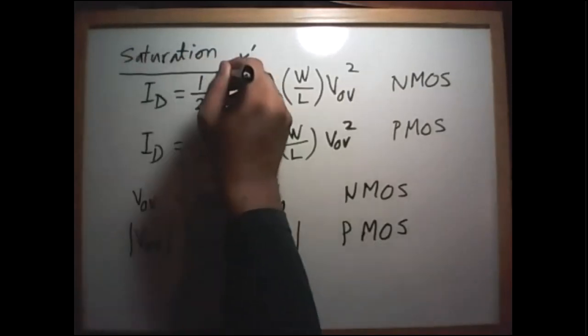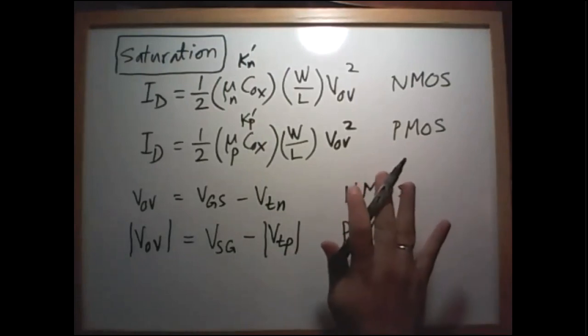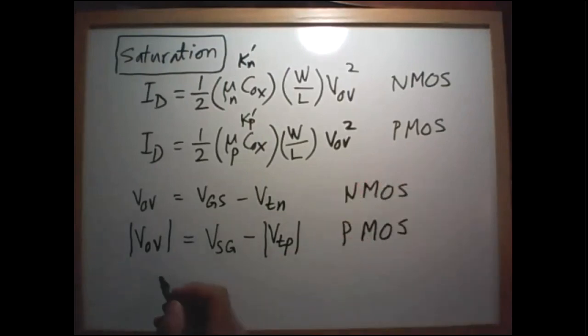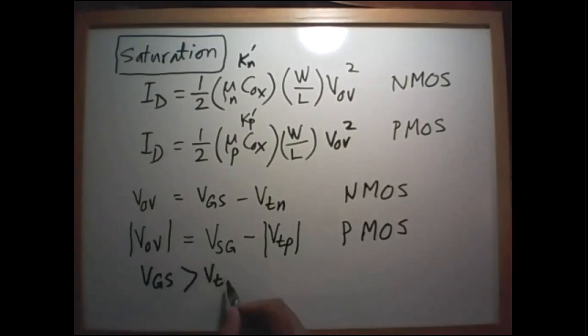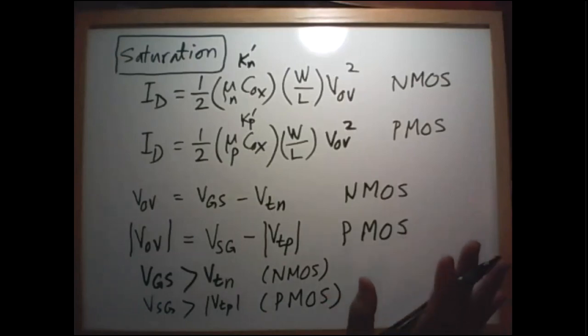Also, this equation is valid only in saturation. It's not valid in triode mode or cut-off mode. Also in saturation, you have to have VGS greater than V threshold N for NMOS, and VSG should be greater than V threshold P magnitude for PMOS. You will find all these equations in the introduction file that we had a long time ago.